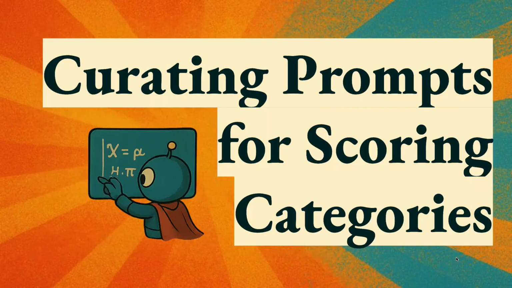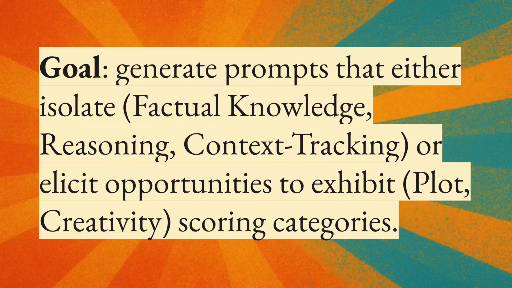So this is where I started realizing that I'm not going to be able to use this set of 44 prompts to evaluate all skills equally. So I think what I should do is curate prompts specifically for each scoring category. So here was my goal. I want to generate prompts that either isolate, in the case of factual knowledge, reasoning, and context tracking, or elicit opportunities for the model to exhibit, in the case of plot and creativity, scoring categories.